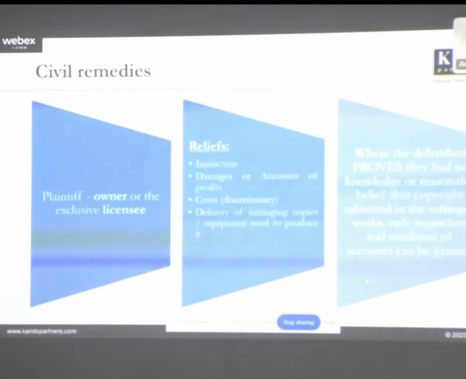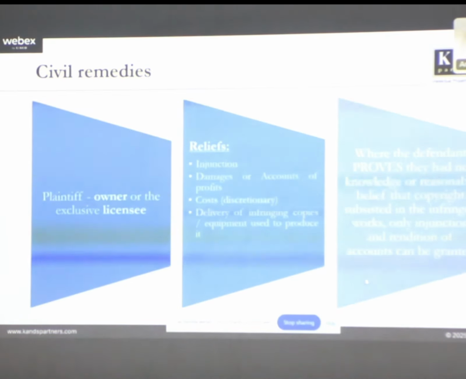Then we'll come to what are the civil remedies that are provided for. First is who can be the plaintiff. If I decide to sue someone, who can be the plaintiff? One is the owner of the copyright or the exclusive licensee, not a non-exclusive licensee. An exclusive licensee is one where, other than the owner, only I have the right to use it. So only these can be the plaintiffs.